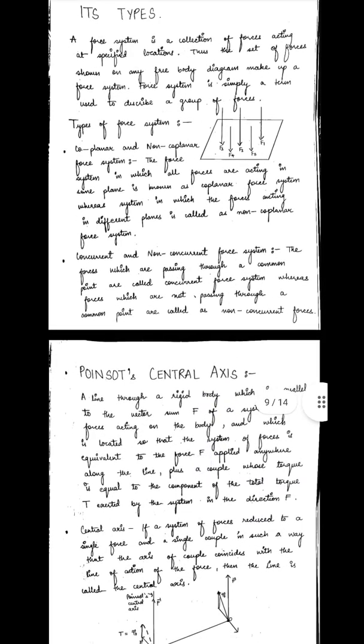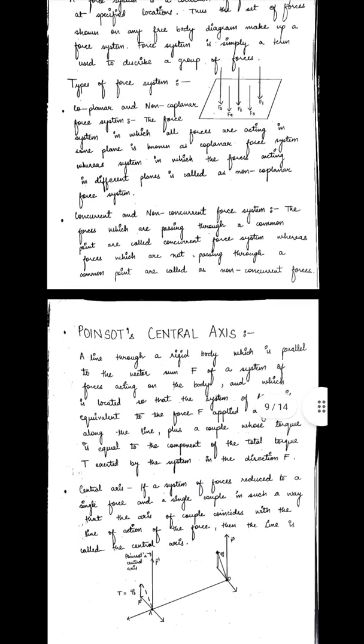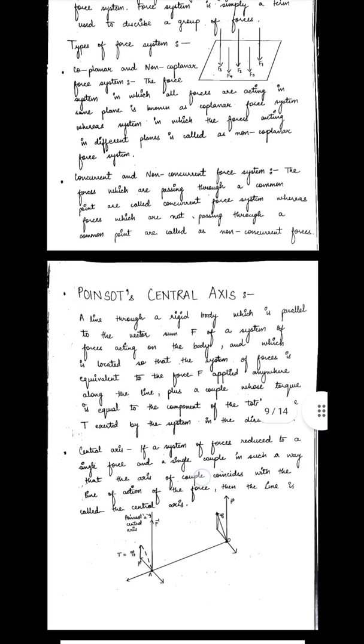Now we come to Poinsot's central axis. A line through a rigid body which is parallel to the vector sum F of the system of forces acting on the body, and which is located so that the system of forces is equivalent to the force F applied anywhere along the line, plus a couple whose torque is equal to the component of the total torque T exerted by the system in the direction of force F.